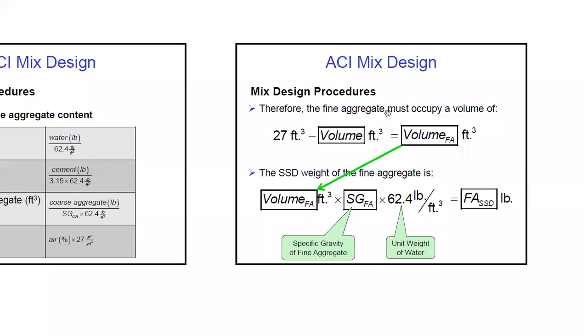Therefore, the fine aggregate must occupy a volume of 27 cubic feet minus this whole volume, which would be the volume of fine aggregate.